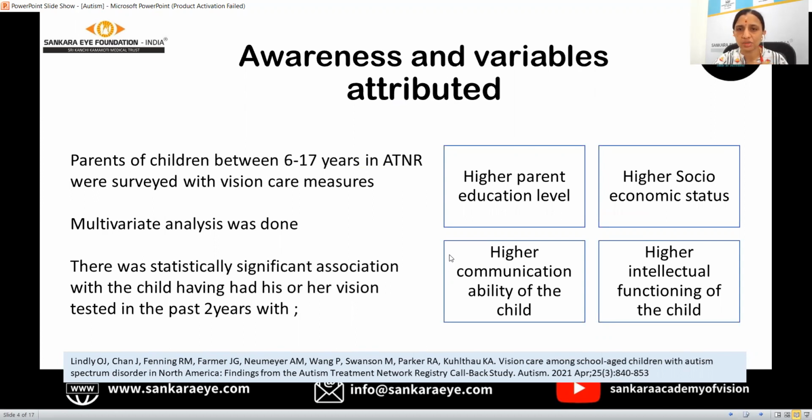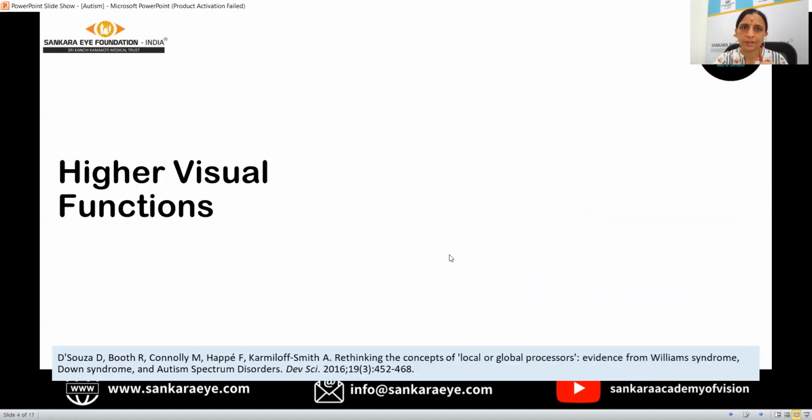Or if the child had good communication ability and high intellectual functioning, those autistic children were likely to have had an eye examination in the last 2 years. That means children who have a severe or moderate disorder, or whose parents are not aware, were unlikely to have had an eye examination done, and there is a definite need to be aware of the need for eye examination in these children.